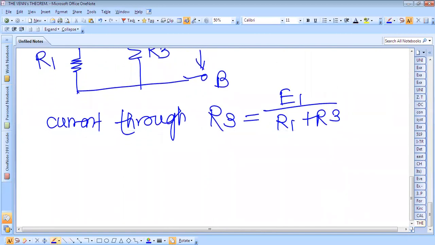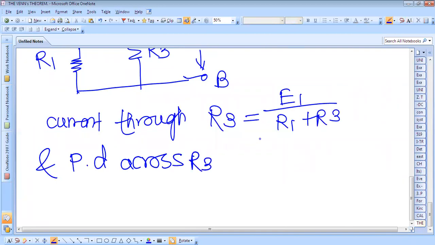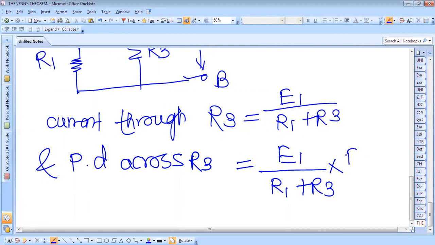Now what is the potential difference across R3? It is nothing but the current through R3 into the resistance. So what is the current through R3? It is E1 by R1 plus R3, into the resistance. So this is the potential difference across the resistance: E1 into R3 divided by R1 plus R3.